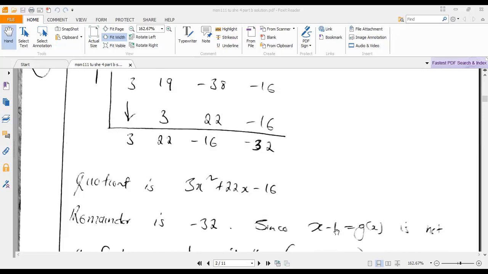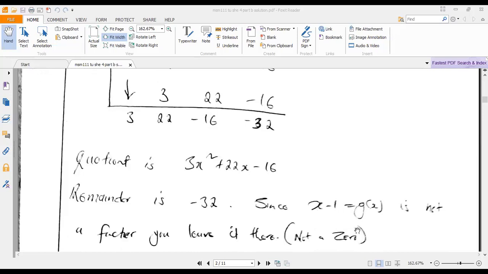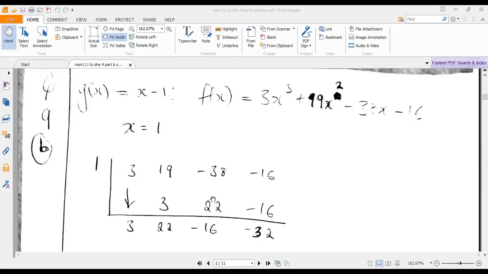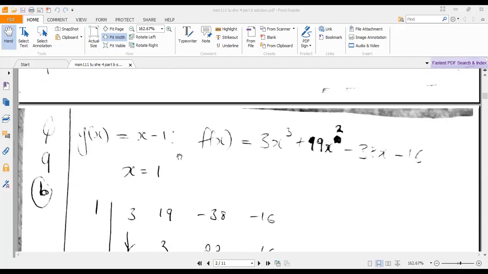Now, since x minus 1 is not a factor, you leave it like that. There's no need to factorize this because we have shown that x minus 1 is not a factor. There's no need to go further with the factorization. Are we clear on this one, people? Are we all clear? Yes, sir. Proceed.